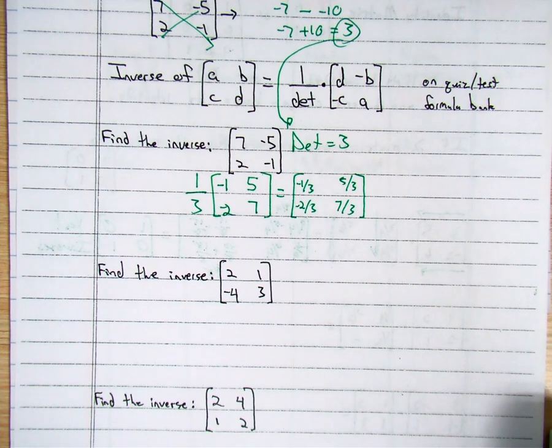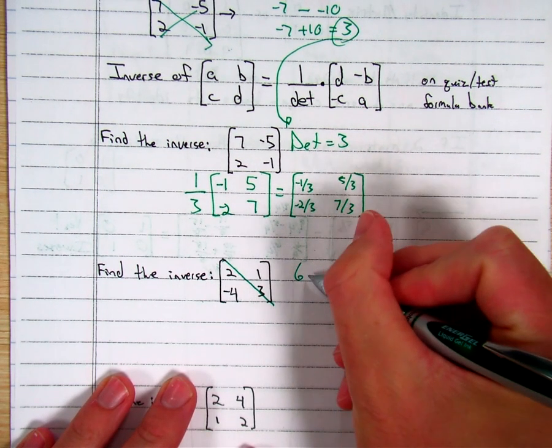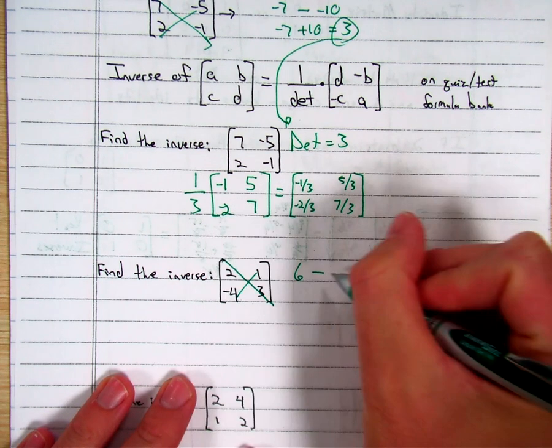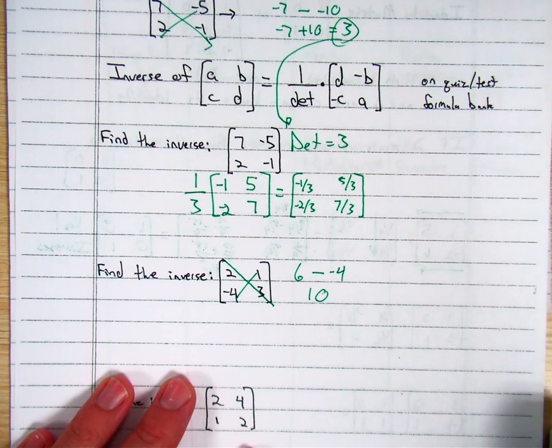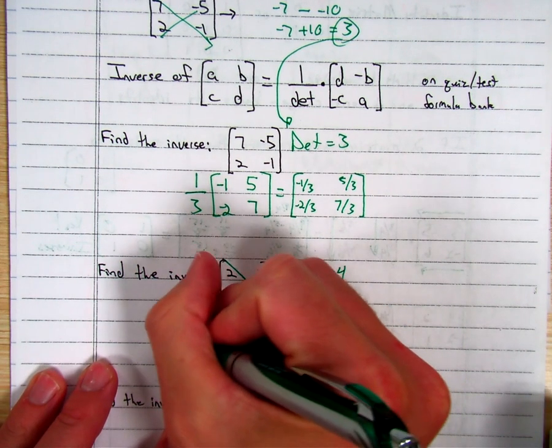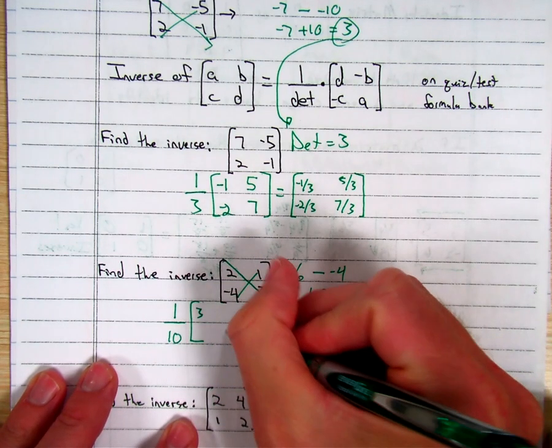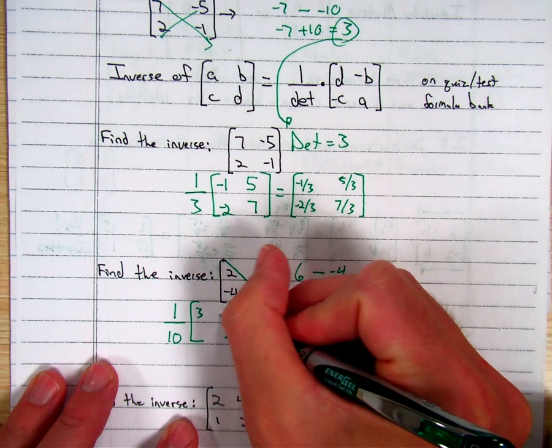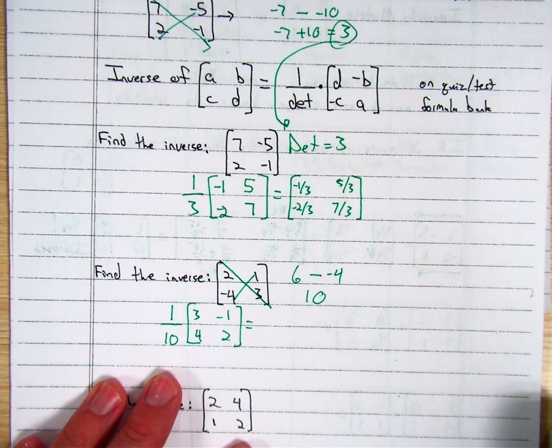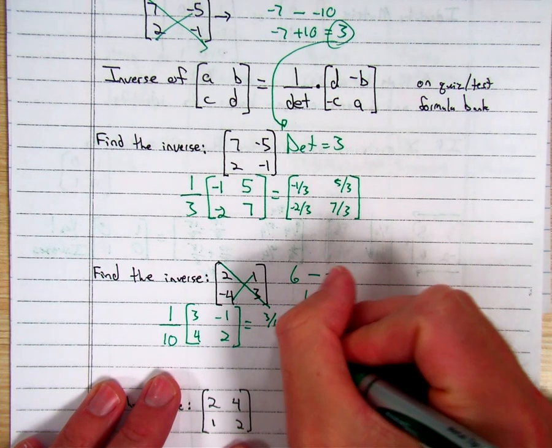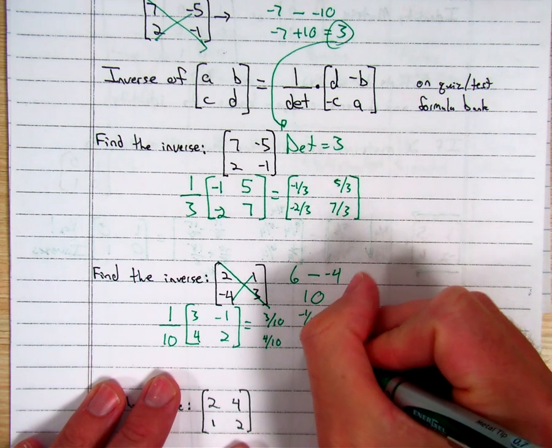All right, let's see how we did. So for our determinant, we got 6 minus negative 4. So our determinant's going to be 10. So we're going to go 1 over 10. These two flip-flop. These two are changing signs. Negative 1, positive 4. 3/10, 4/10, negative 1/10, 2/10.